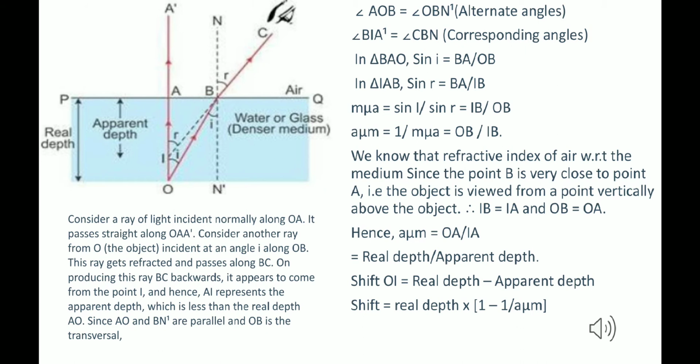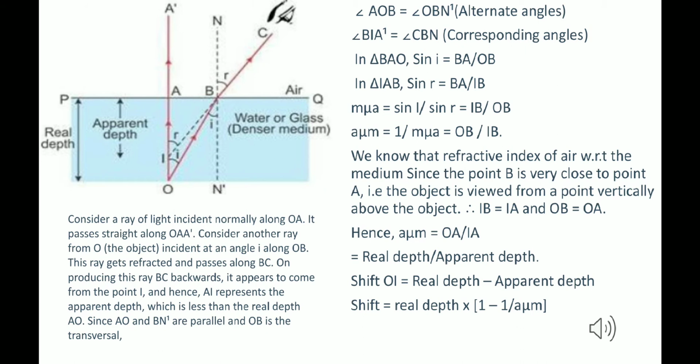Now, this was the explanation of the diagram over here. Now, we are going to study the formula. Consider a ray of light incident normally along OA. I mentioned OA is normal over here. It passes straight from OA to A dash without deviation, because it is making a 0-degree angle.